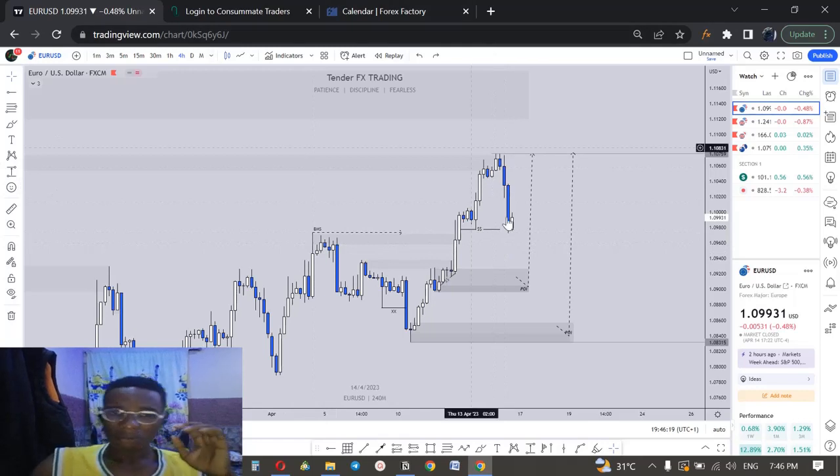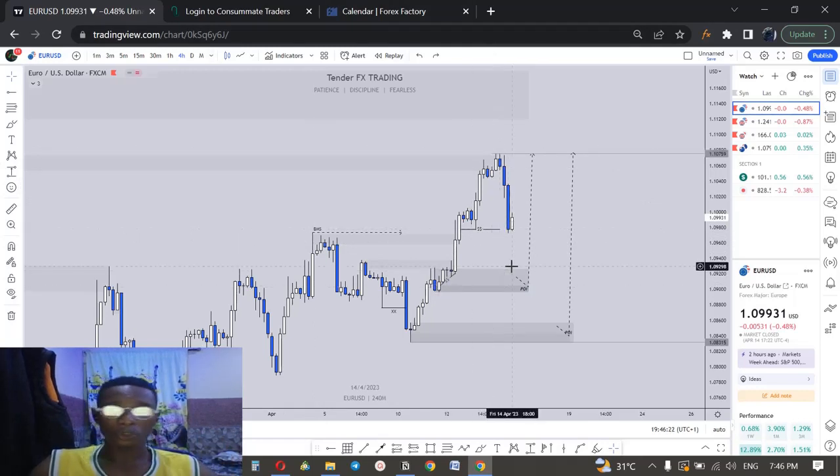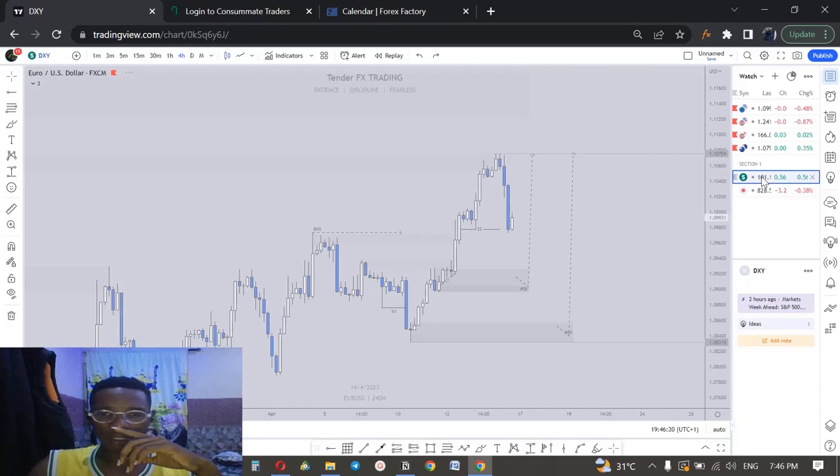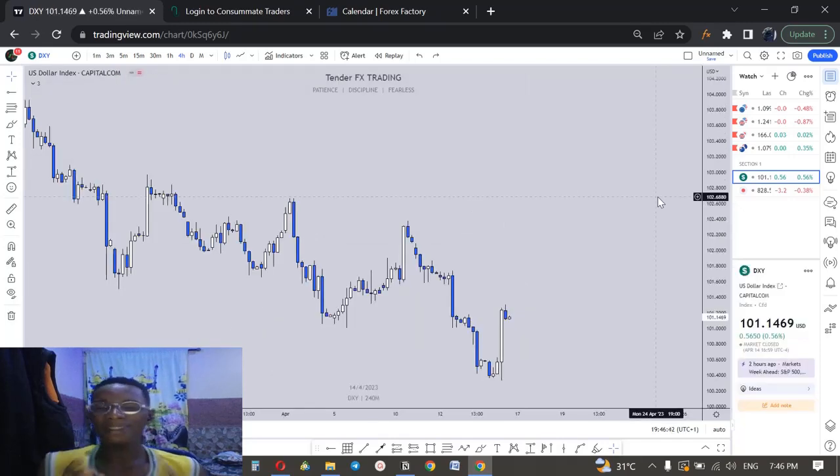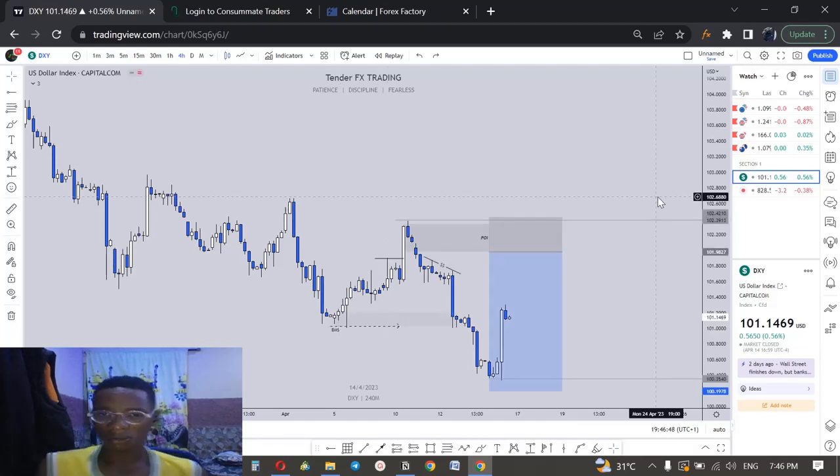So this is what I'm looking at on EURUSD. Let me quickly show you the DXY, which is giving me more confidence for this buy, before I show you what I'm also looking at on GBPUSD. All those pairs correlate, and I love trading them, because sometimes EURUSD can give you something very interesting to look at.